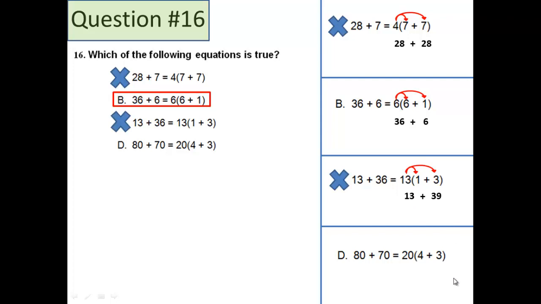Okay. Last one on the bottom. 20 times 4 is 80 is right. Plus 20 times 3 is 60 is right. 80 plus 60, 80 plus 70, they're not equal. And there you go. Okay, there are other ways to solve this. Some people did 7 plus 7, which is 14, times 4 makes 56. But I did want you guys to see this as well, because this means the same as 4 times 7 plus 4 times 7. Okay, also known as the distributive property. That was question number 16.